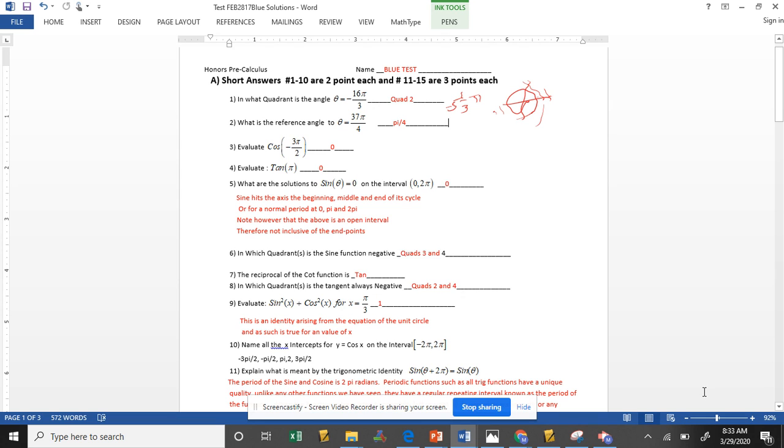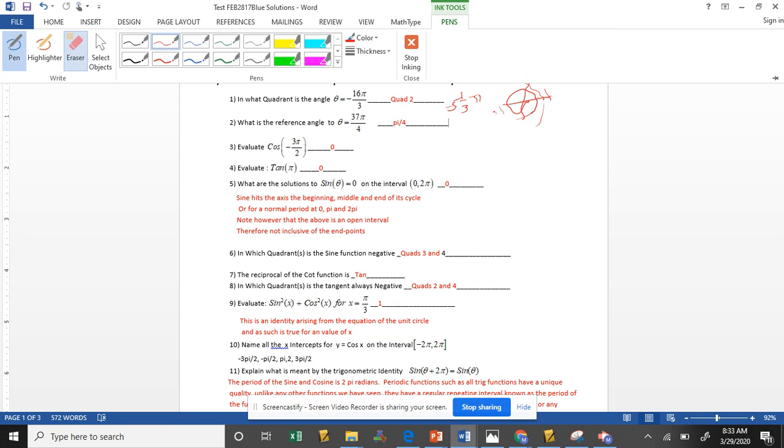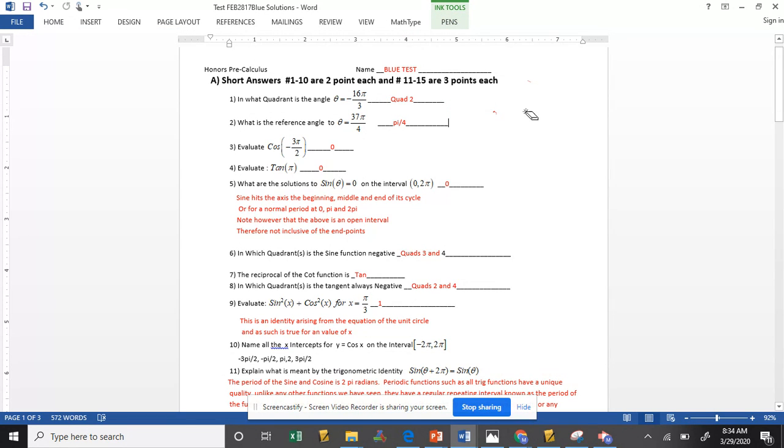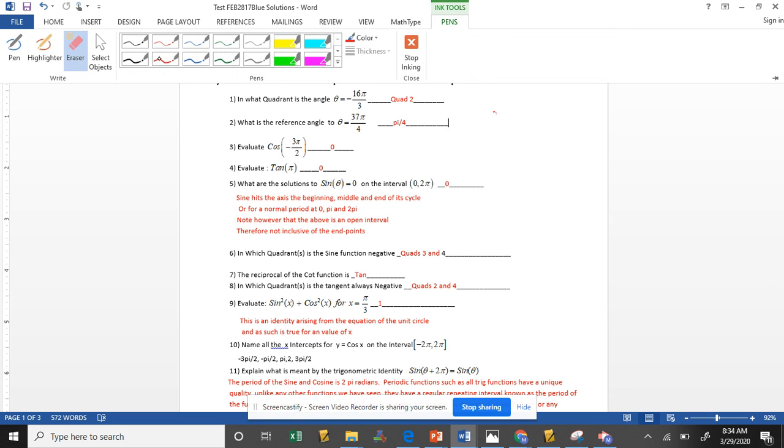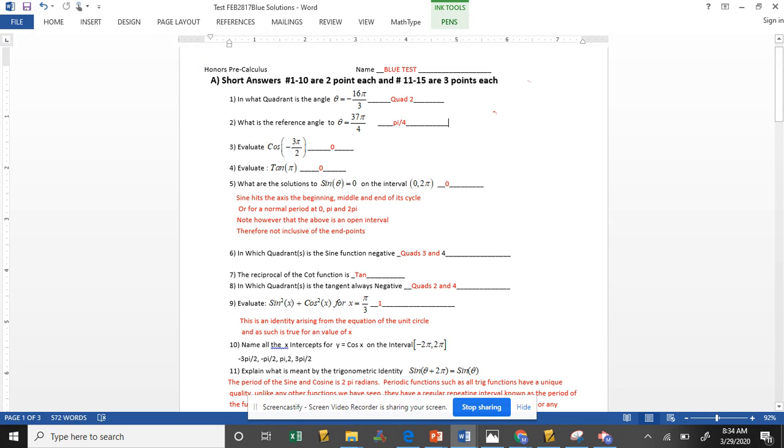Here we go, guys. We're going to look at these problems, which are sample problems. Actually, they were actual tests, and they give you some kind of take on what to expect for the forthcoming test. Okay, so the question is: in which quadrant is the angle negative 16 pi over 3?